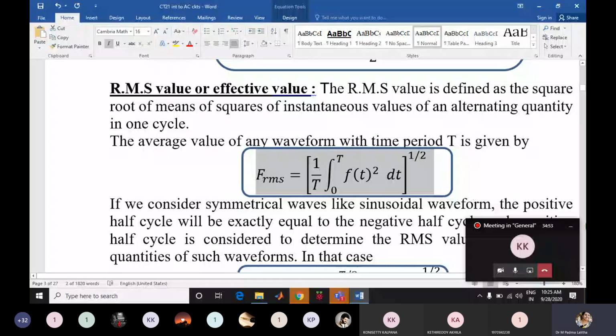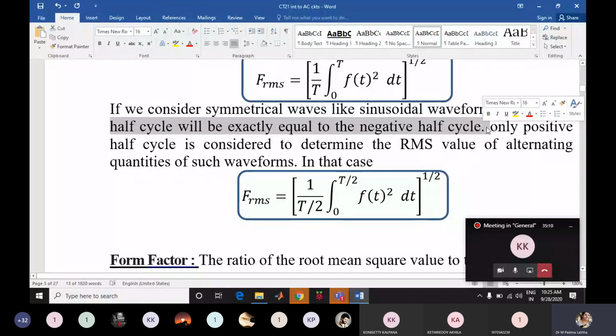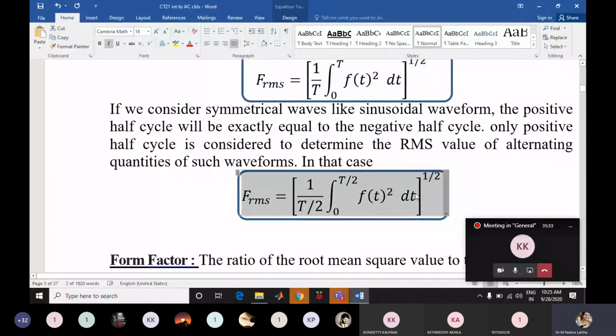Again, if you consider waveforms which have equal positive and negative half cycles, where the positive half cycle is exactly the same as the negative half cycle, instead of tau, the time period, we can consider only half of the time period because it is squared. Positive square, negative square, it is the same. So there is no need to consider the second one. We can simply replace tau with tau by 2.